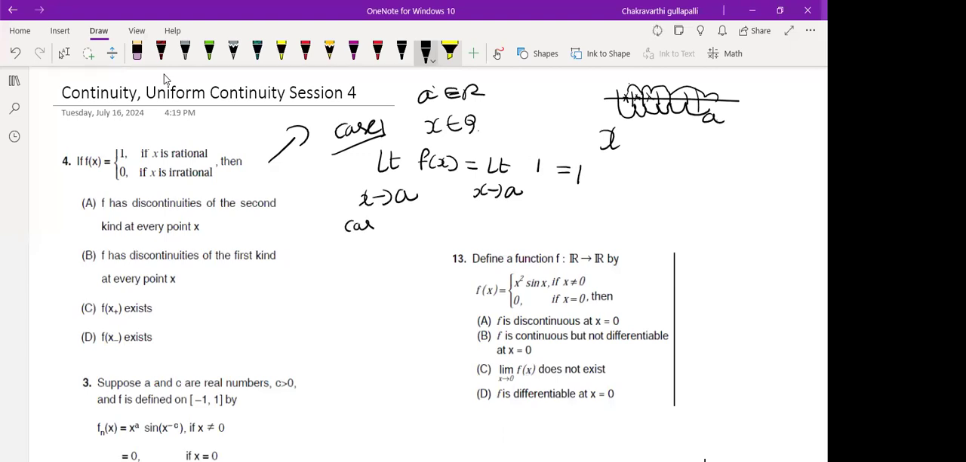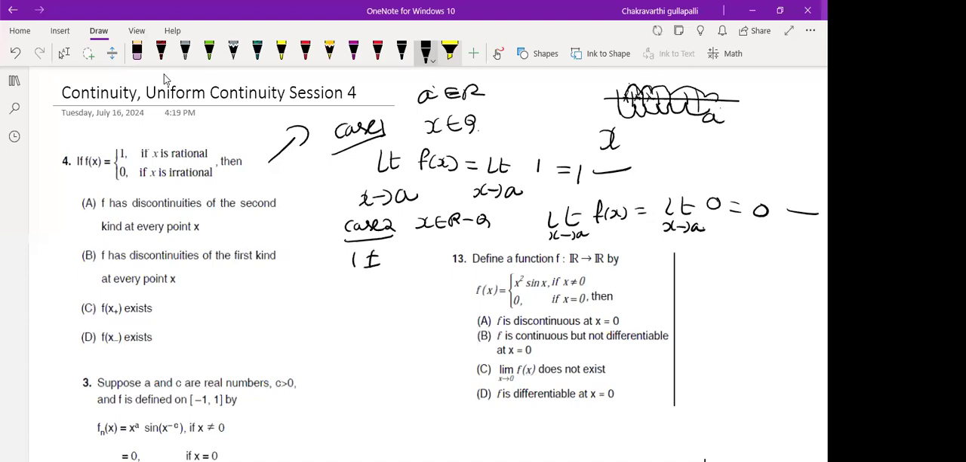What is case 2? x belongs to R minus Q. In this case, x is approaching A through steps of irrationals. Then the limit as x approaches A of f(x), when x is irrational, the value is 0. So 1 cannot be equal to 0. Therefore, the limit is not unique. Limit should be unique irrespective of the approach. Through rationals, it is 1. Through irrationals, it is 0. So the limit is not unique.